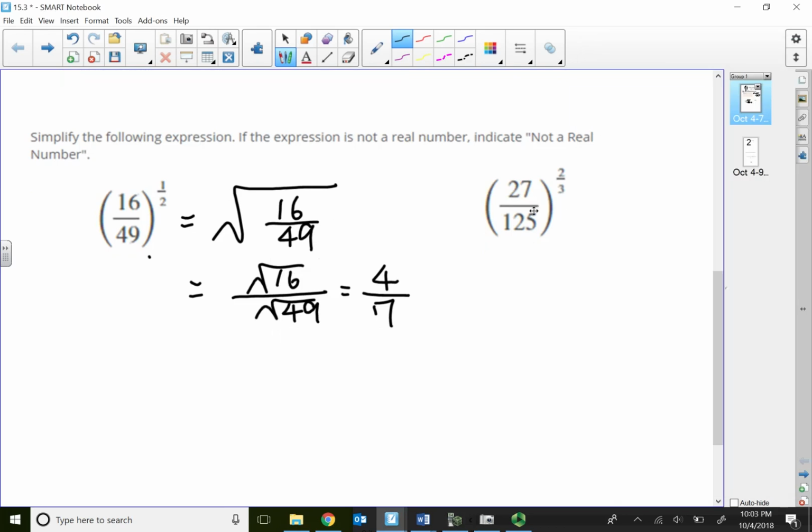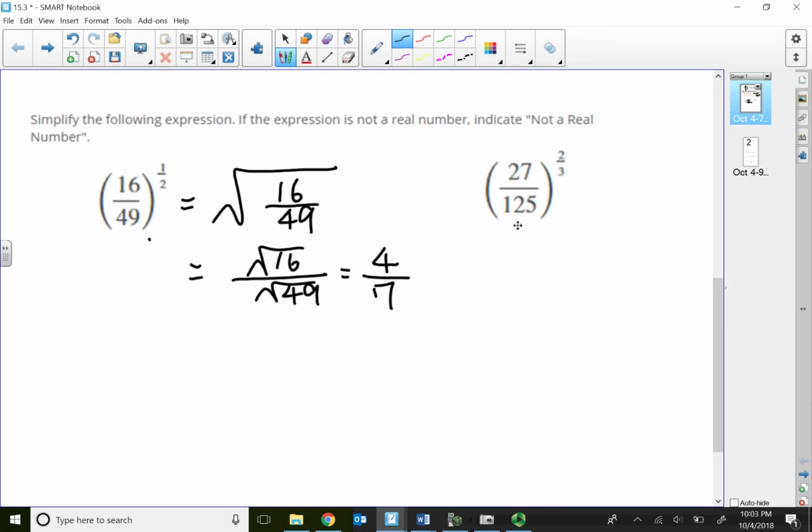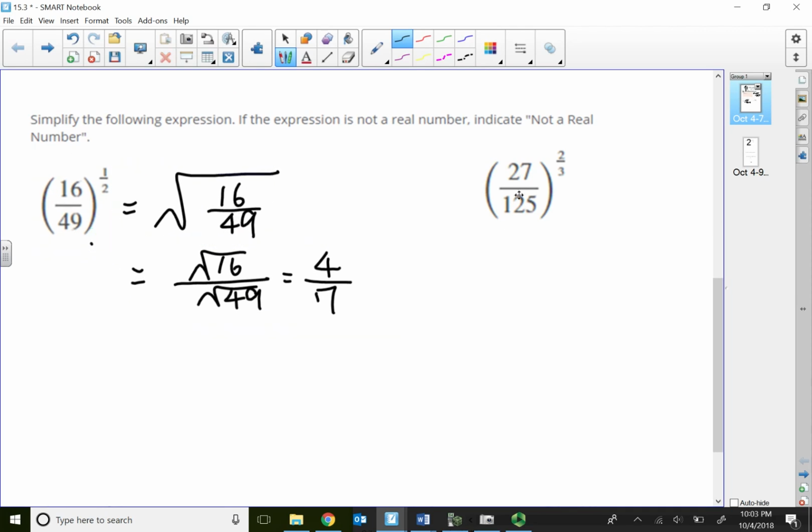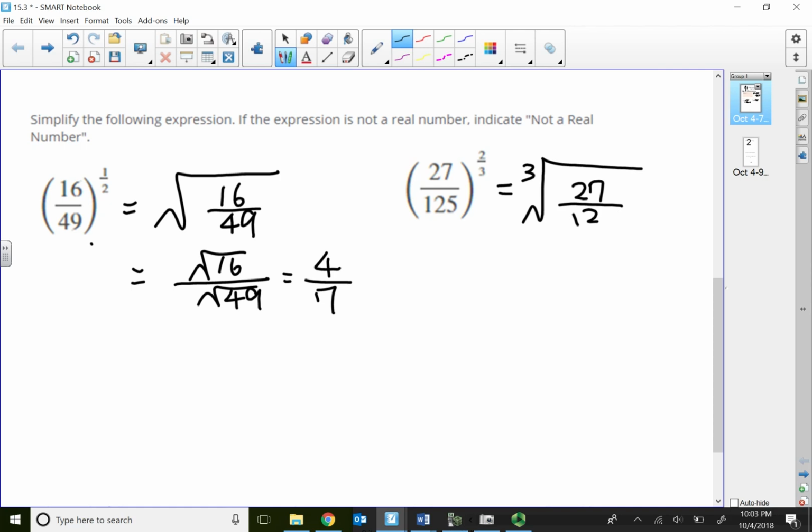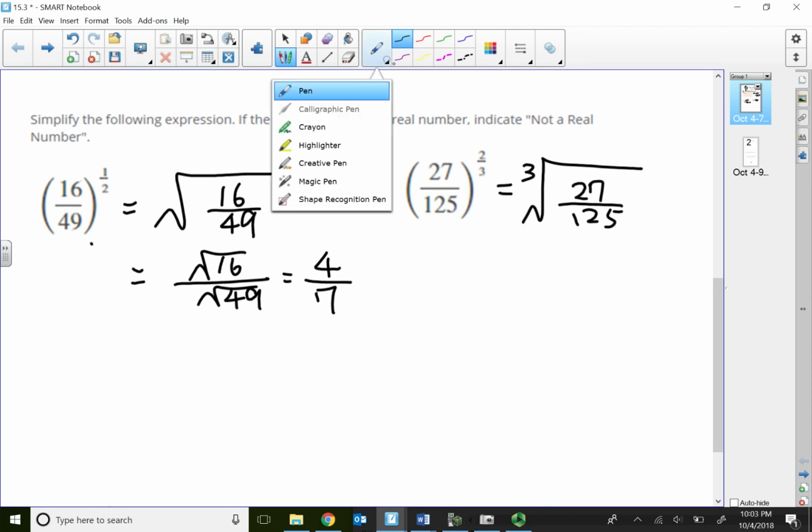I'm going to do this one by hand real quick, and then I will show you how to put it in the calculator, so you can get a sense of why the answer is the way it is. So this one is a cube root. The denominator determines the root, so I have a cube root so far. And my base, 27 over 125, is going to be raised to the second power. The numerator means the base is raised to that power on the inside.